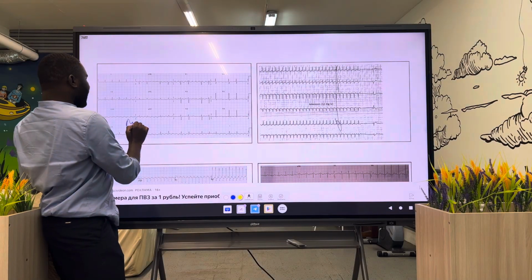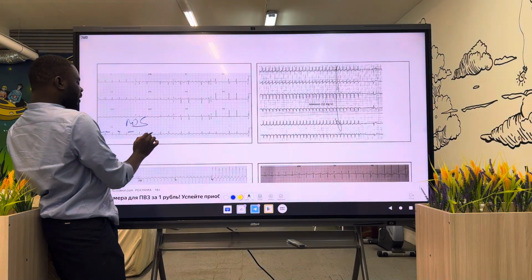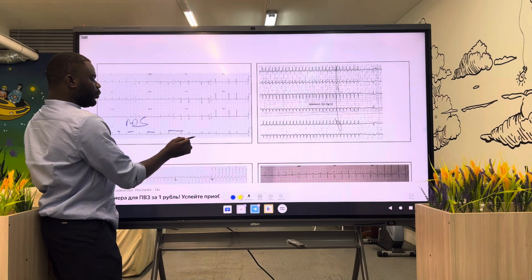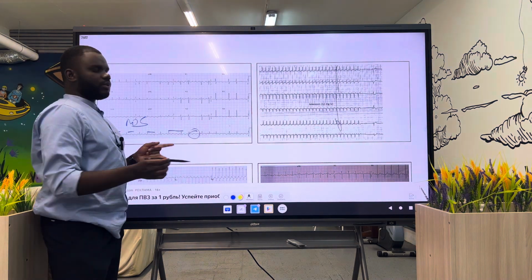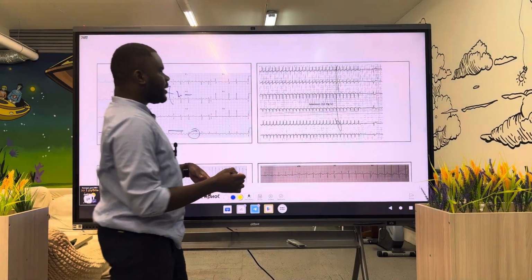It's not a P wave. So it is non-sinus. Second thing, is it regular or irregular? Obviously, we know that it is irregular here. But we see formation of sawtooth. So it is a flutter. So the next thing we'll move here.